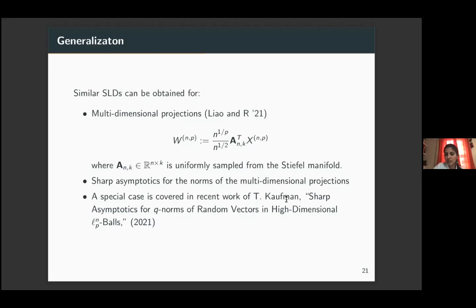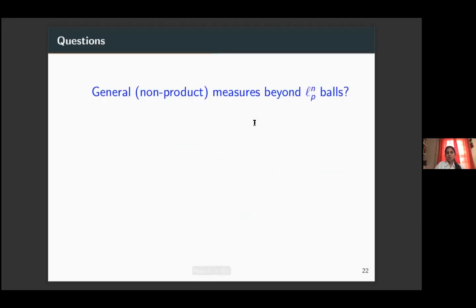in recent work last month by Tom Kaufman, who looked at sharp asymptotics for Q norms of random vectors in high dimensional LP balls. We looked at the multidimensional projections and their norms. So what he did was look at one-dimensional, but not only projections, but also just you take a sample from the LP ball and look at its norm and look at sharp large deviations for that. So his work was sort of not in the quenched setting. I think it's in the annealed setting, which I will come to now.